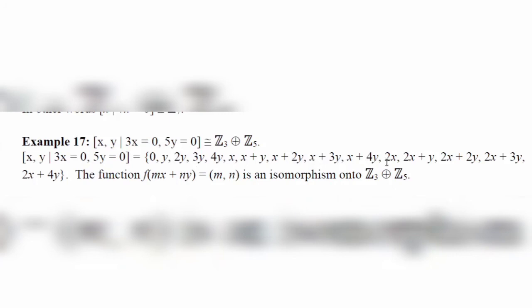Next, here we stop because we are concerned with Z mod 3. Next is twice x plus y, twice x plus twice y, twice x plus thrice y, and twice x plus 4y. And the isomorphic function we can write like this. So it is isomorphic to Z mod 3 direct sum Z mod 5. So simply, with relations and generators, if we are given a relation, we can generate more relations, and if the generators are given, we can find our relations. It's for infinite groups. Okay.